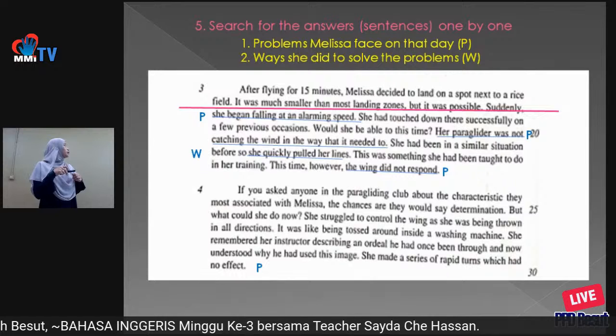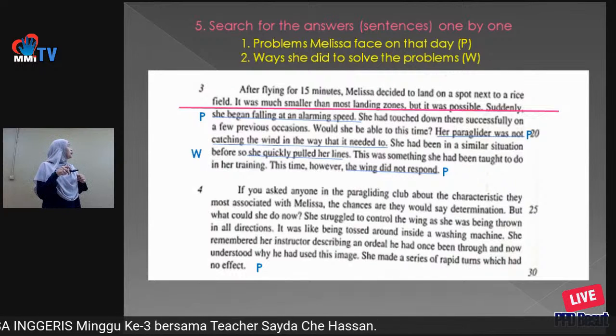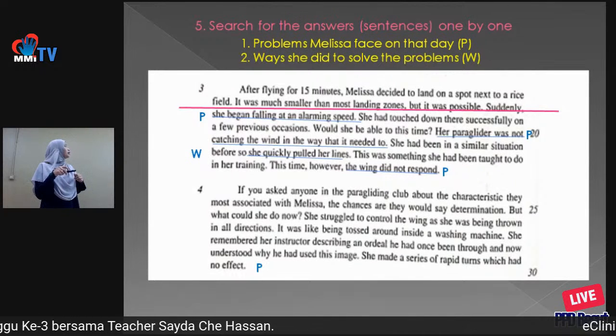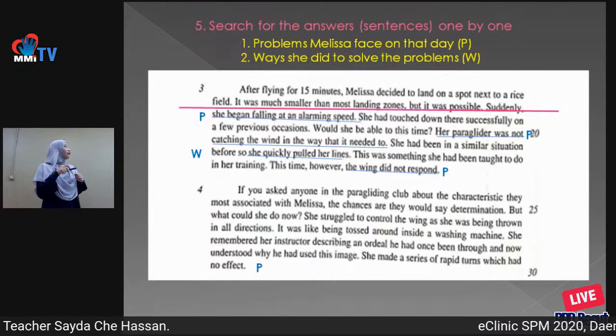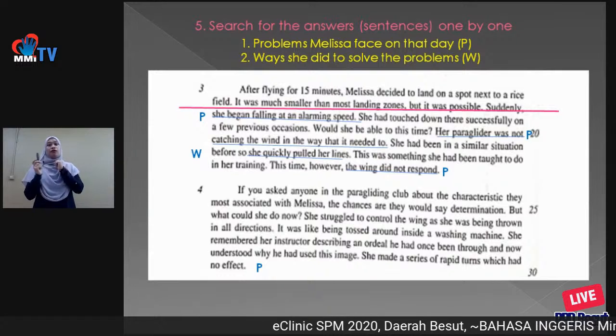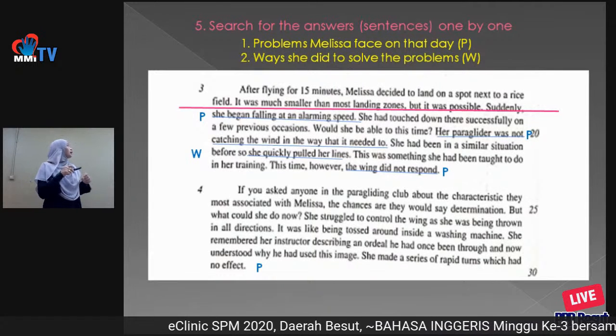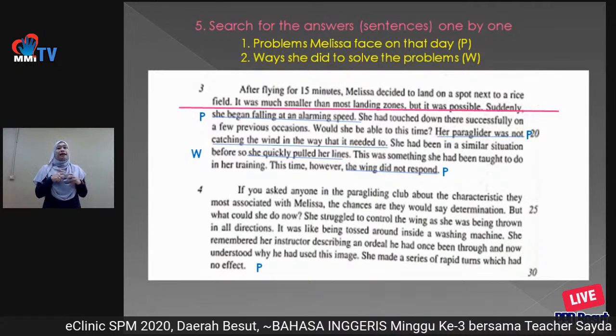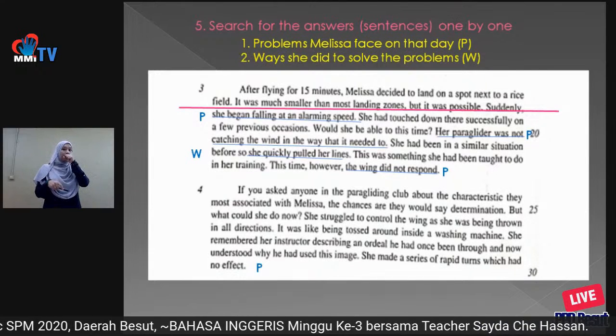Okay, let's continue. So sekarang kita dah ada 1, 2, 3, 4. Okay, if you copy this, put in your box tadi, dah dapat 4 markah for content. Okay, remember. Okay, 2 question, but then more than 10 answers.